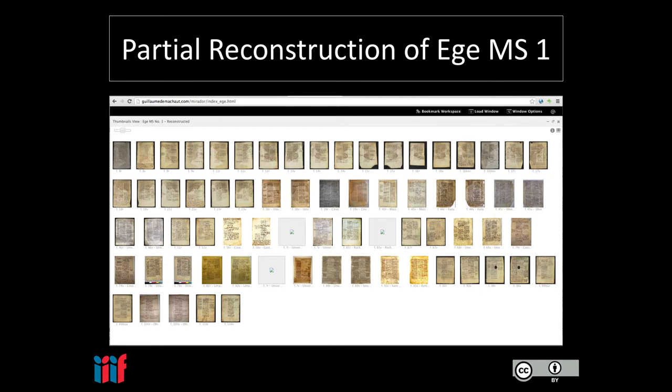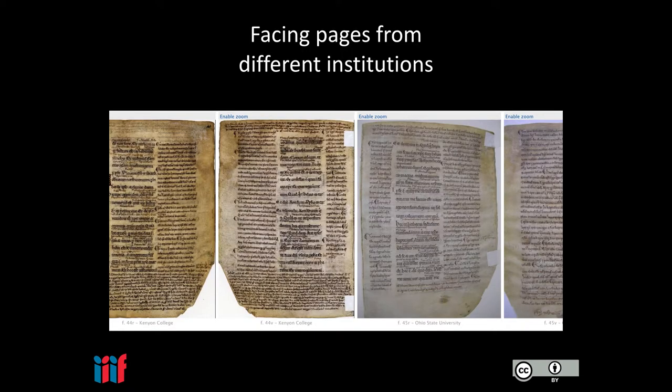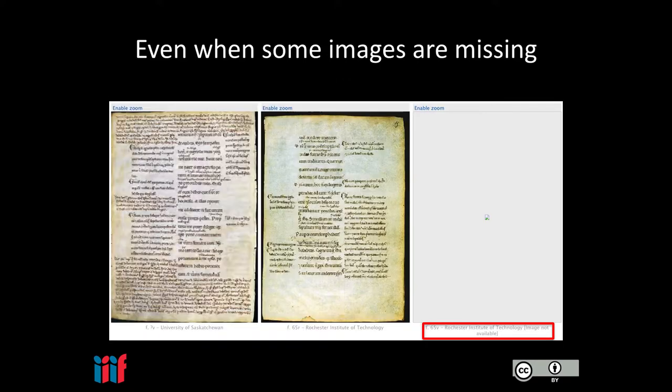So once we've rebuilt the manuscript, we can compare leaves side by side from physically distinct locations. Many of the institutions that have these leaves have filmed just one side, something that we see in many different types of use cases, like paintings front and back and things like that. But we can still put in placeholders for those leaves for some future date.